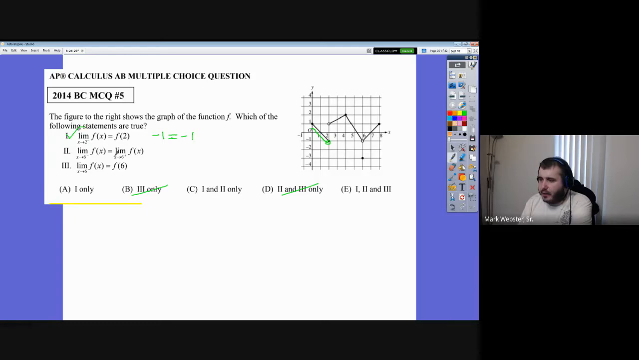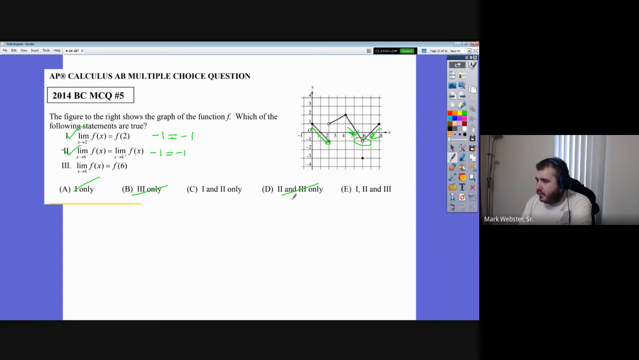Let's look at number 2 now. The limit as x approaches 6 from the left is equal to the limit as x approaches 6 from the right. And hopefully by now you're seeing, well, look, coming this way, coming this way, yeah, they're going to be the same. They both go to -1. So 2 is correct. That means anyone that doesn't have 2, we can kick out as well.